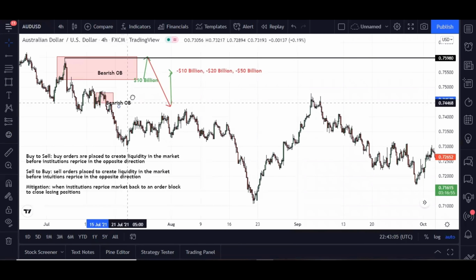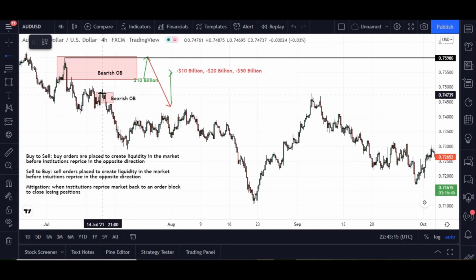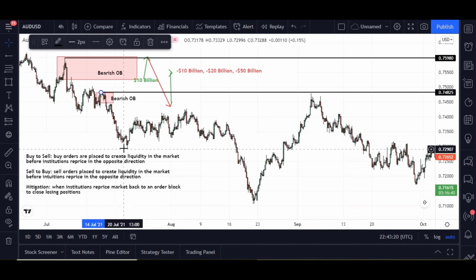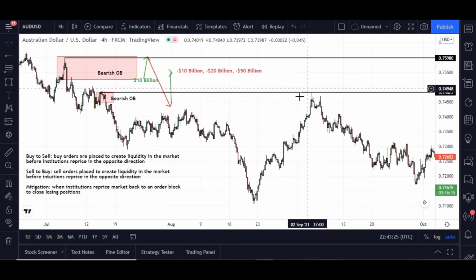All right. So we see here again that the banks bought again, and now they've taken themselves to the negative here. So we will look for this area here to be rebalanced, or to be mitigated. And we come over here and can see that indeed it was mitigated here. The banks are always going to come back to close those losing positions, because they're in it to make money as well. So they're going to want to mitigate their losses.